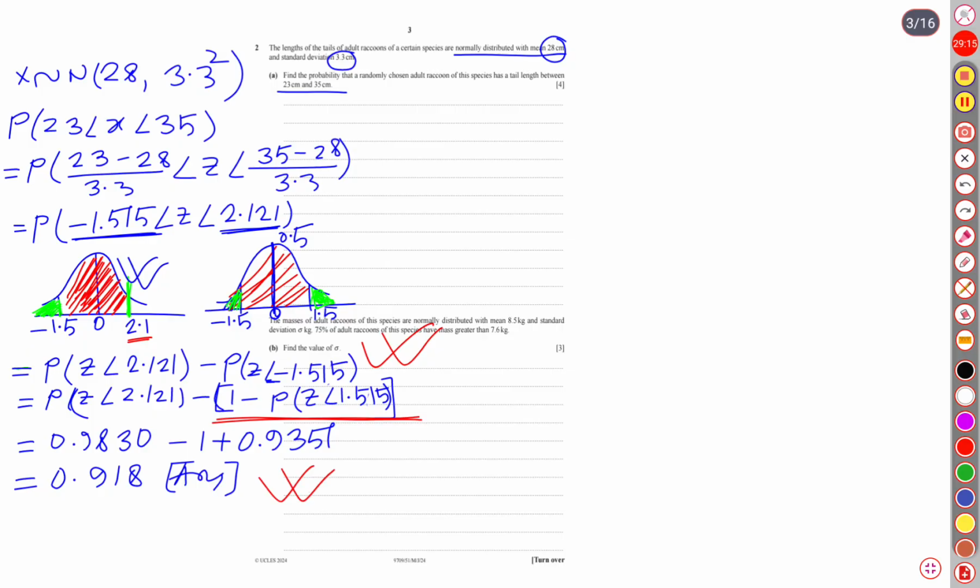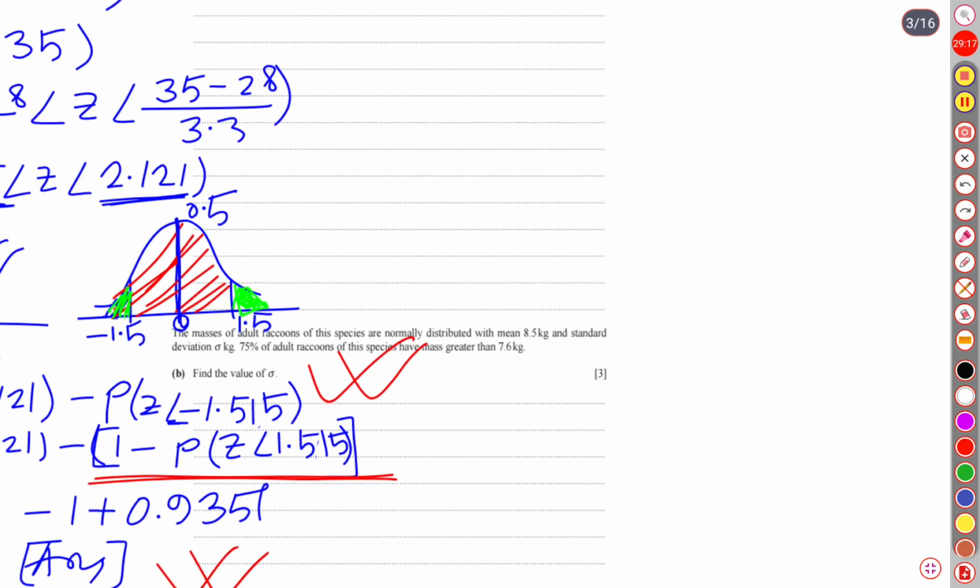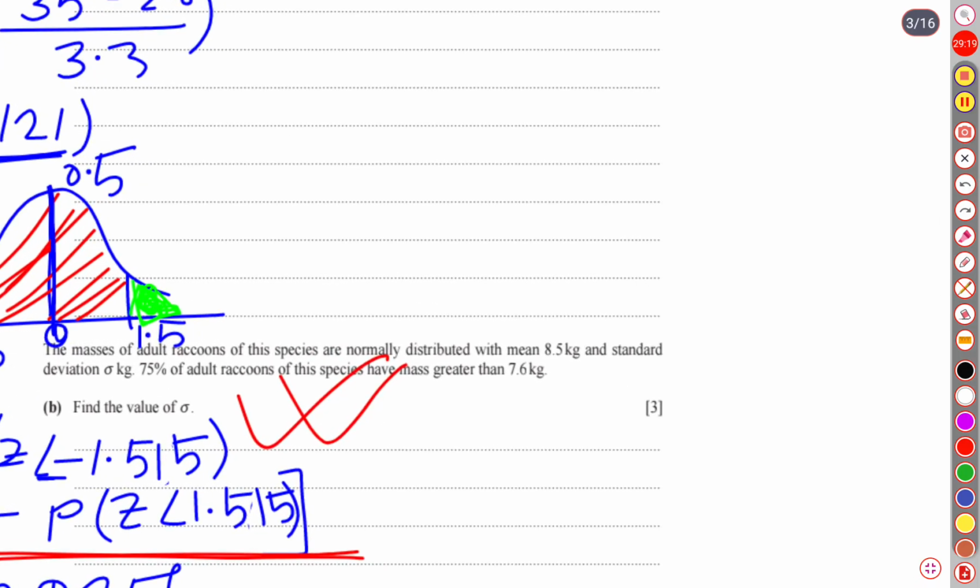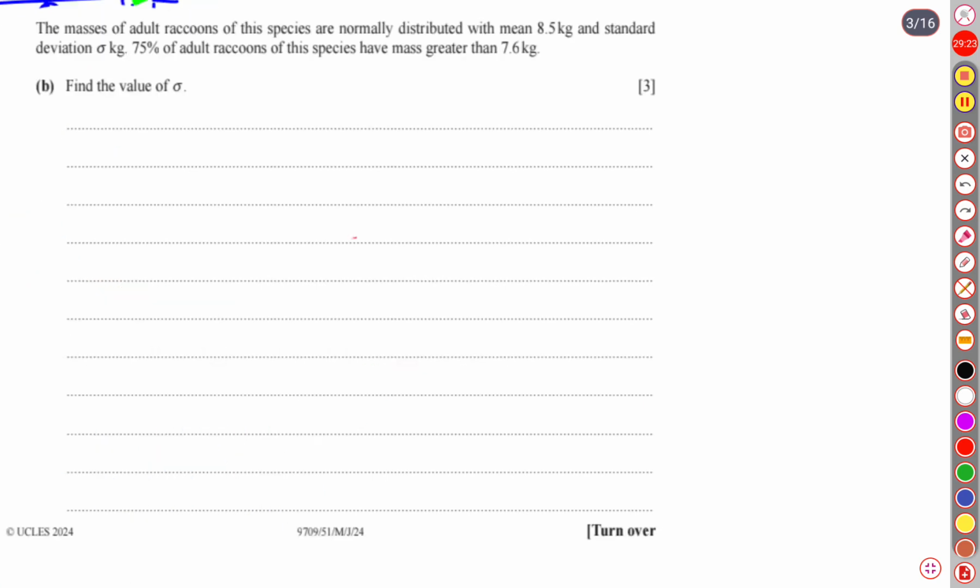Now let's move on to question number B. Before that I should erase this unnecessary part. Question number B says the masses of adult raccoons of this species are normally distributed with mean 8.5 kg and standard deviation sigma kg. 75% of adult raccoons of this species have mass greater than 7.6 kg.